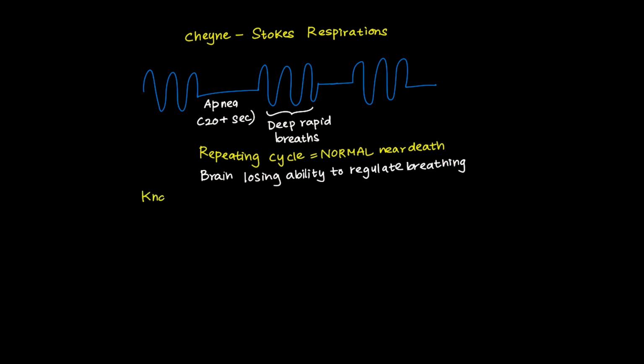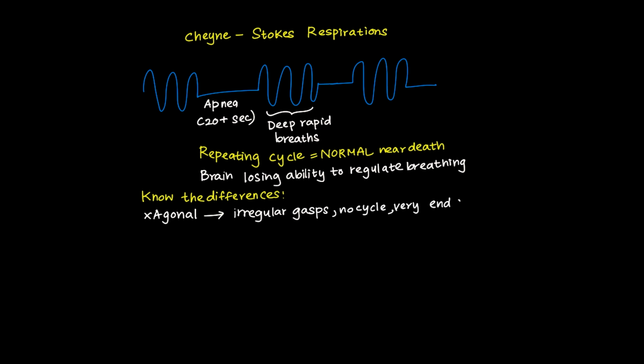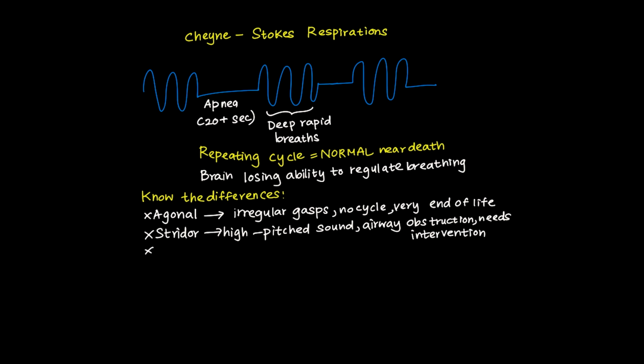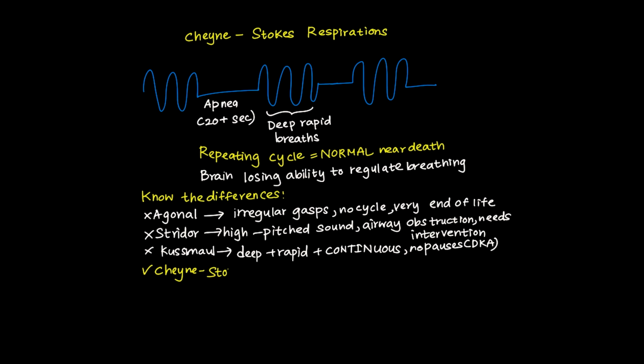Now separate this from the other breathing patterns. Agonal breathing is completely different. Those are irregular, sporadic gasps that happen at the very end, right before death. There's no rhythm or cycle to them. Stridor is a high-pitched sound from a narrowed upper airway. Think obstruction, not a dying pattern. That would require intervention. Kussmaul respirations are deep and rapid but continuous, driven by metabolic acidosis like you'd see in DKA. There are no apneic pauses in Kussmaul breathing.